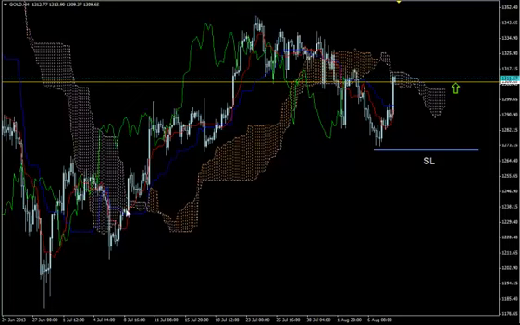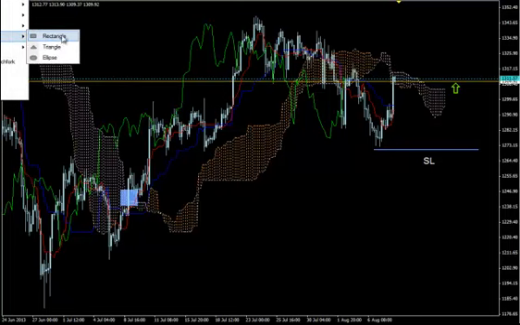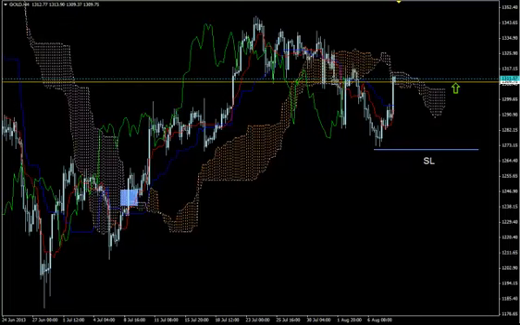We had a bullish Kumo breakout here. Let me insert a shape to help you see it. Okay, we had a bullish Kumo breakout here and a bearish Kumo breakout here. So you could have made the profits from here to here.